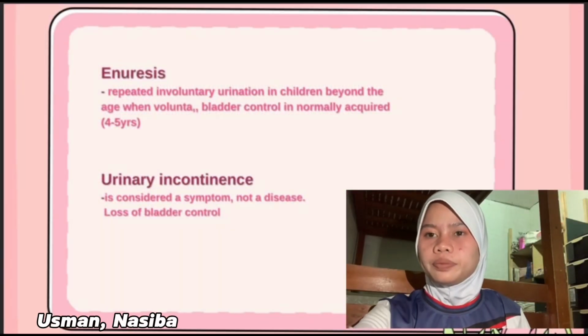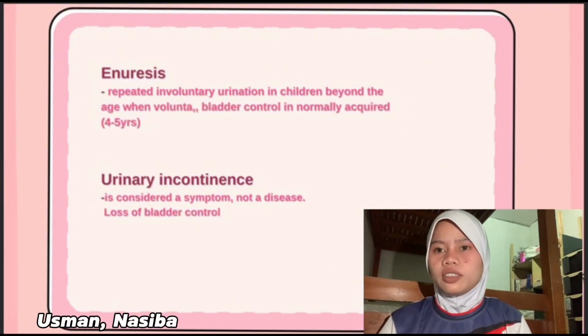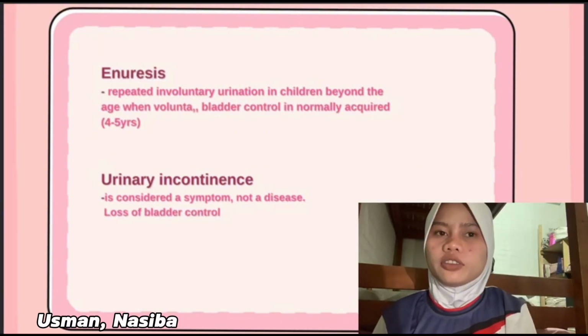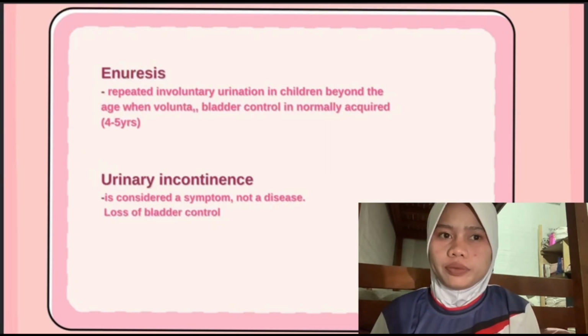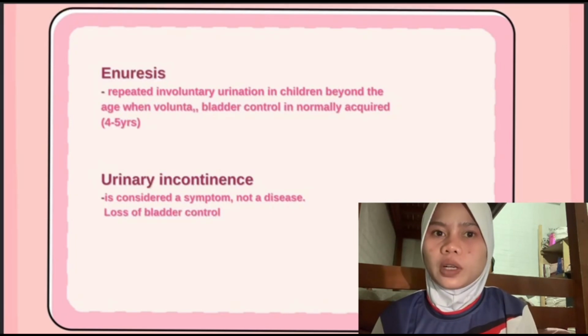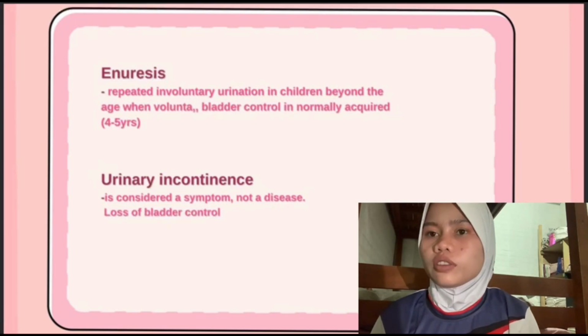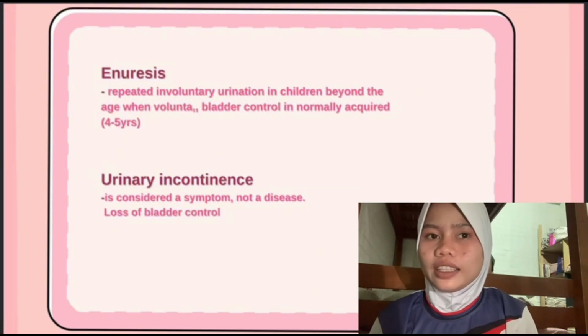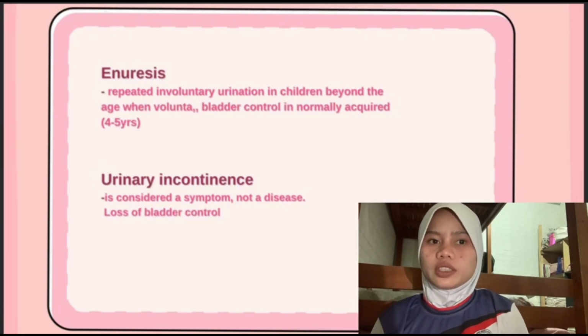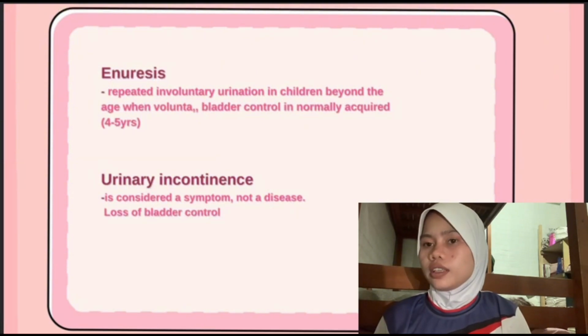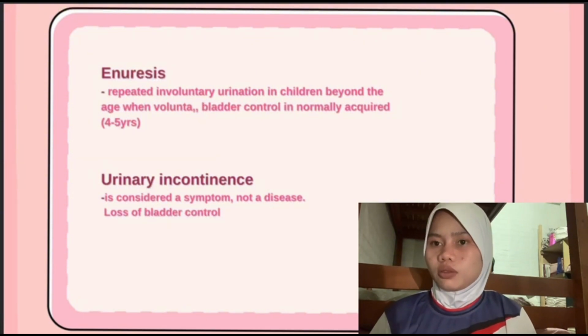Enuresis. So first, what is enuresis? Enuresis is commonly known as bedwetting. It is a condition where an individual involuntarily releases urine, often during sleep. When it occurs at night, it is nocturnal enuresis, or during the day, diurnal enuresis. This condition is more common in children but can also affect teenagers and adults.